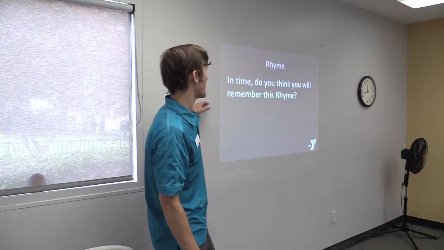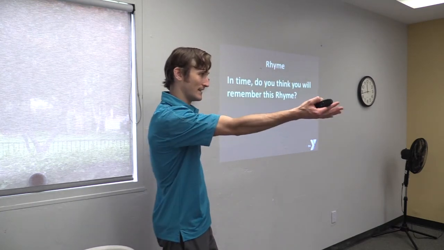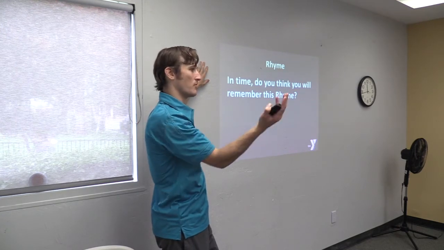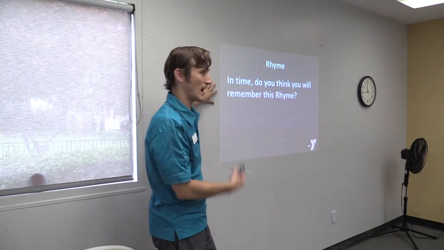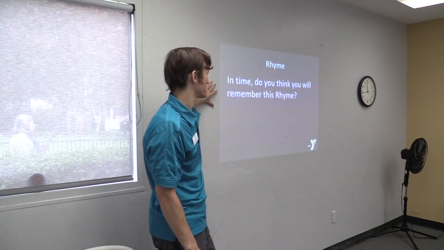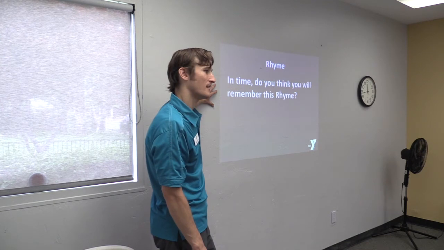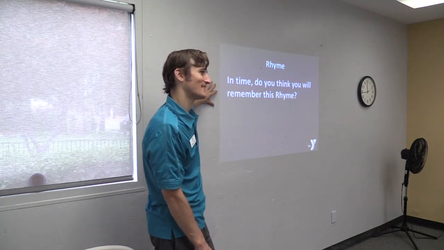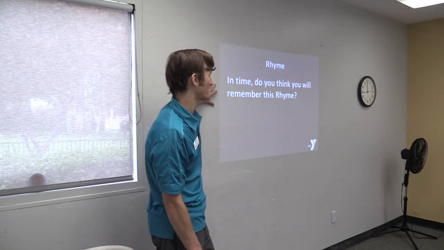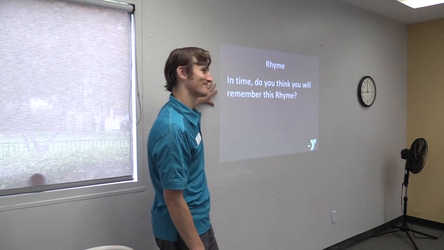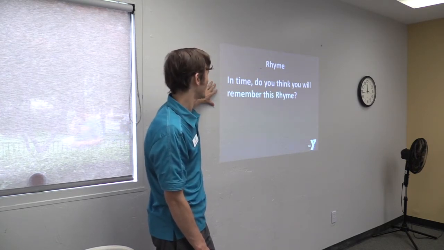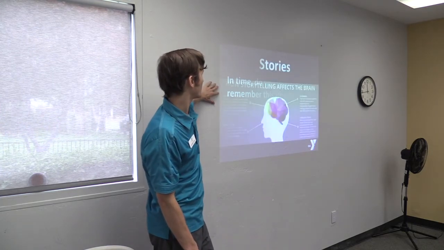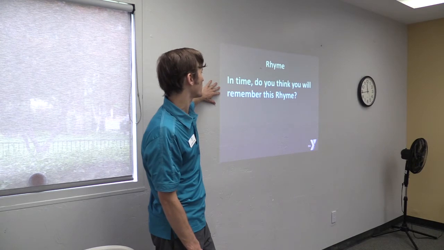Next, rhyme. In time, do you think you will remember this rhyme? Debbie mentioned that rhyme is one way that you can remember information, and that is absolutely true. Any examples you can think of, a piece of information that you remembered because it rhymed? The rain in Spain falls mainly on the plain. And nursery rhymes. Twinkle, twinkle, little star, up above. Hickory dickory dock, the mouse ran up the clock. Okay, and so rhyme was connected with the song as well.